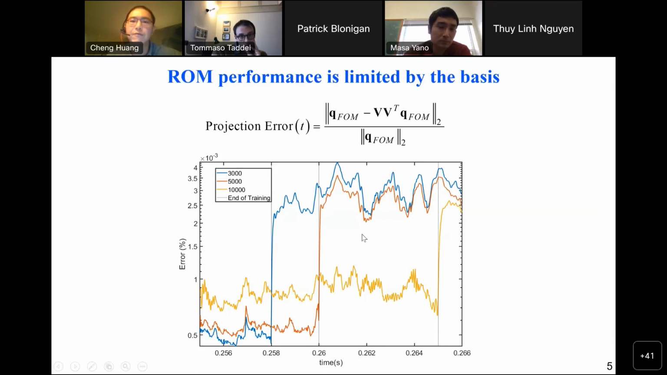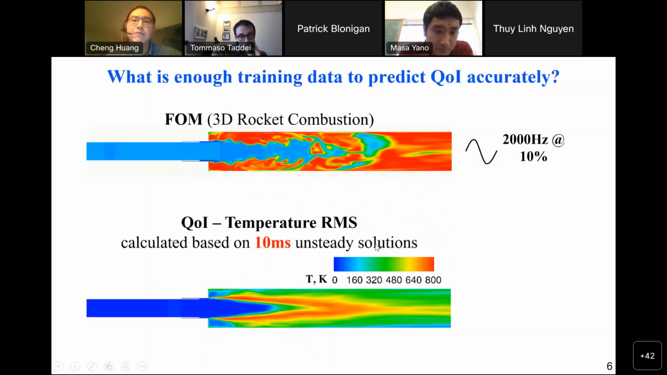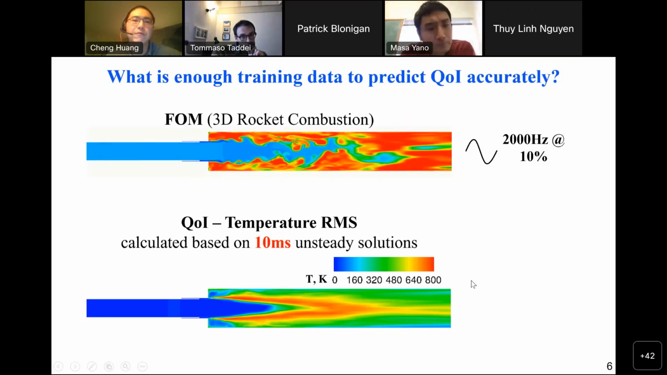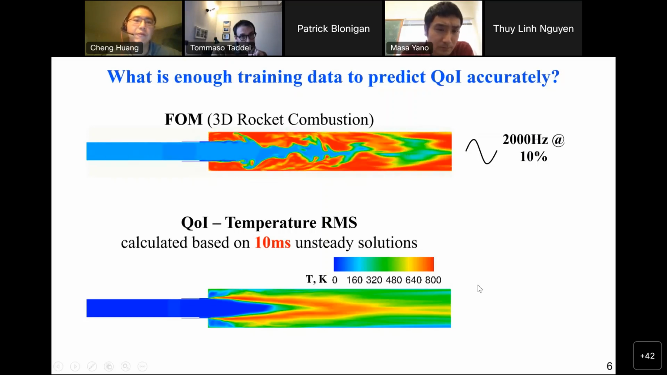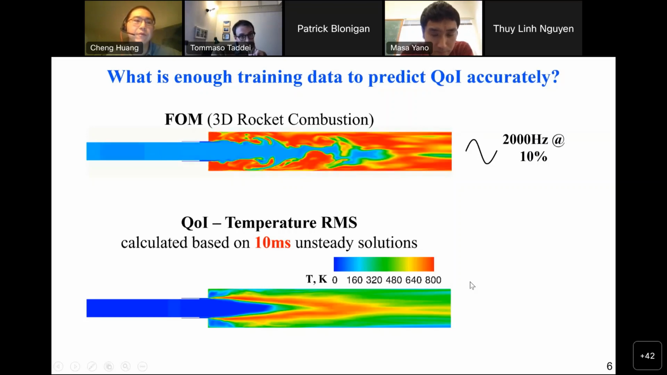So let me give you another example. I'm trying to answer the question: what is enough training data if I just want to predict some quantity of interest? For the real application, we are not trying to capture the model at every grid point and every time instance. That's actually not a very fair requirement for ROM, because we want ROM for engineering design. For a design engineer, what they care about is, are you able to capture the trend, and are you able to give me useful information, which is some quantity of interest?